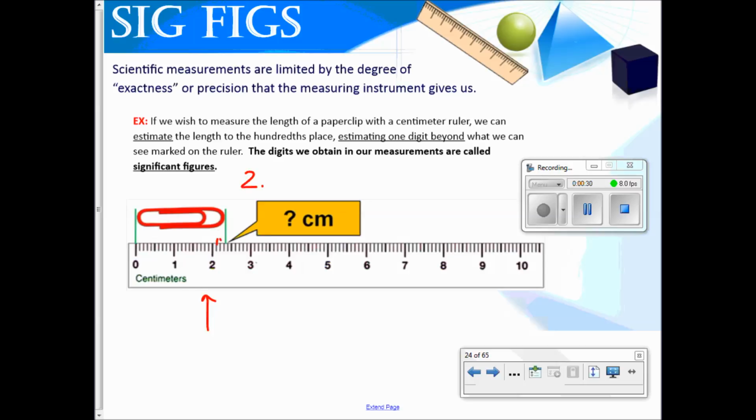2.1, 1, 2, 3, and it looks like it's just a little bit in between that 3/10 and 4/10 mark. So I'll put a 5 here, and we would record that as 2.35. We're estimating one digit beyond what's marked on the ruler. We call this term significant figures.